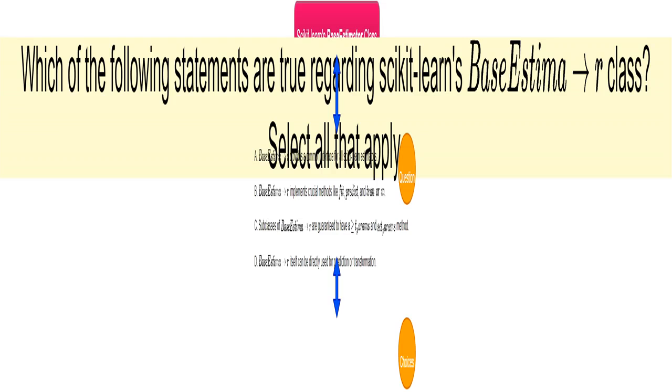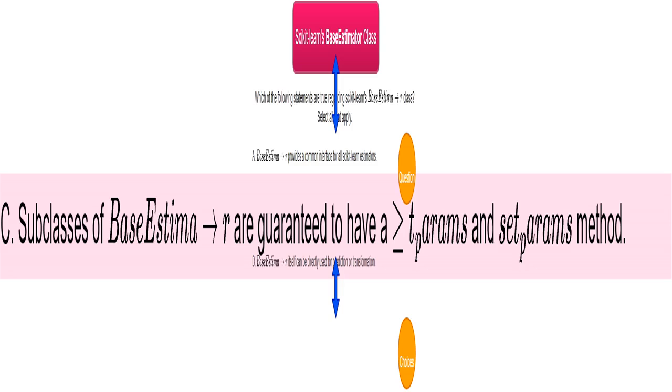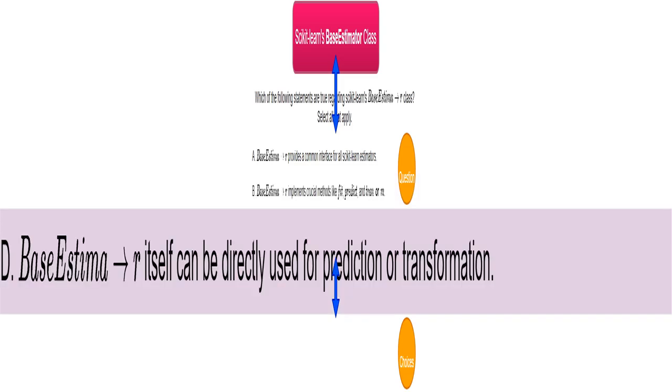This is the main quiz question. I'm going to help you analyze each statement about base estimator to determine which ones are correct. Get ready. This simply marks the question part for better reading comprehension and helps me to separate it clearly from the answer choices. These are the multiple-choice options we need to evaluate based on our understanding of the base estimator class. Let's go through them one by one.